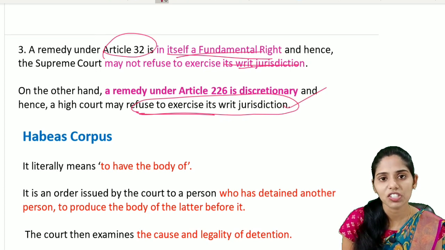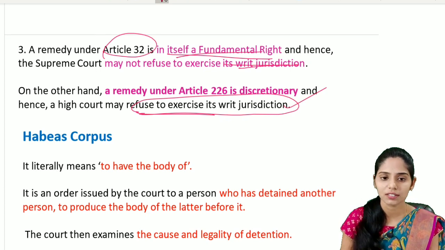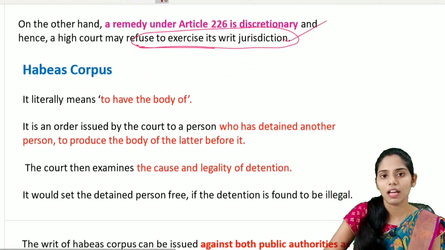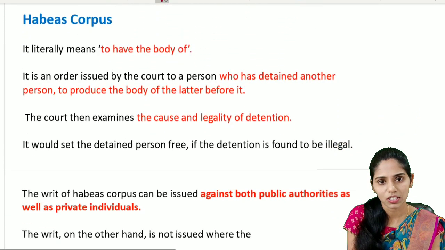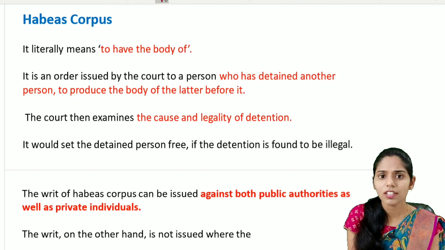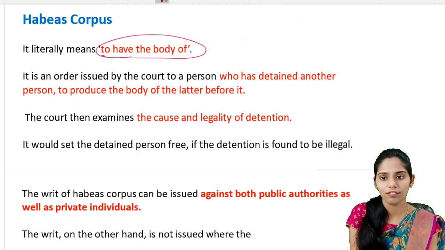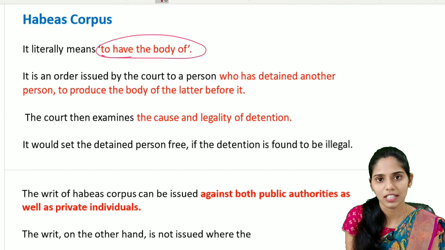So it may be a direct question in the mains as well. So please focus. Let us see the writs one by one. The first writ is habeas corpus. Habeas corpus literally means to have the body of. To understand this, I will give you an example.